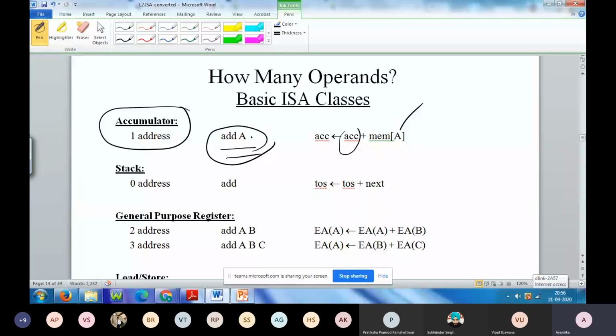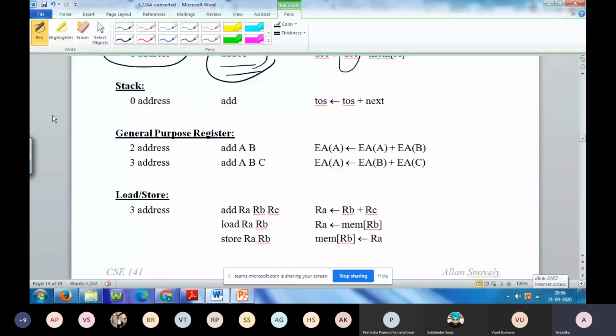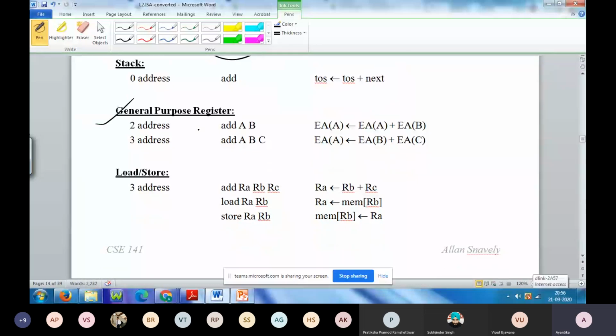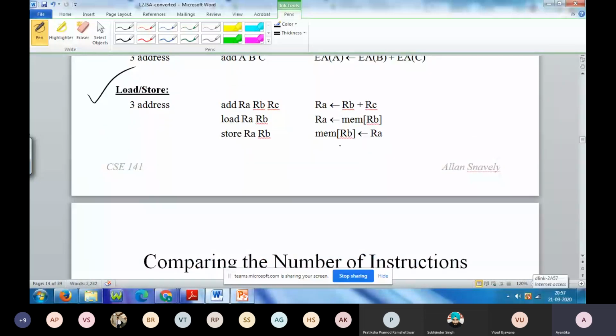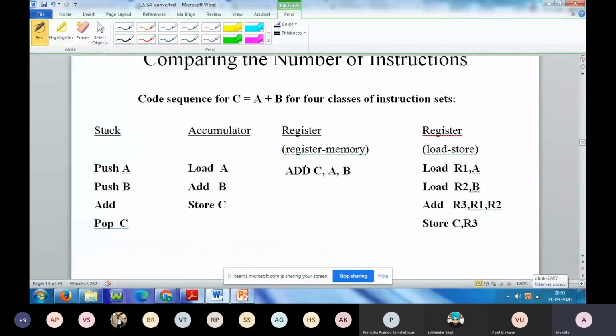Similarly, you can use stacks. In case of general purpose processing, we are mainly dependent on registers. And of course, load and store, these two we have already discussed. When we are loading to some register from some memory, or storing means we are storing some value held in the register to some memory location. So these are a few options we have.